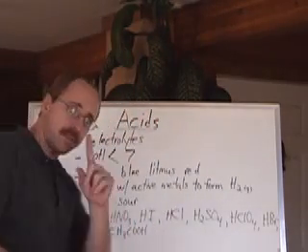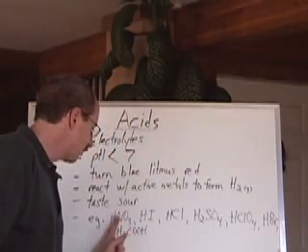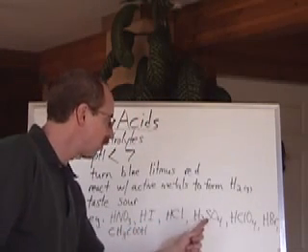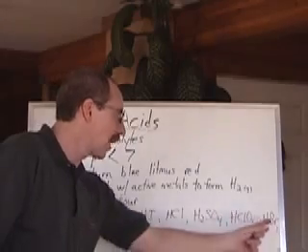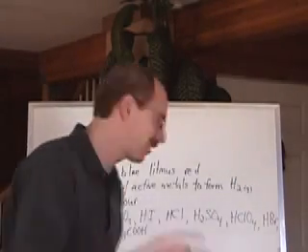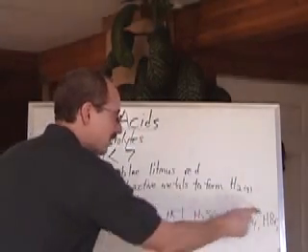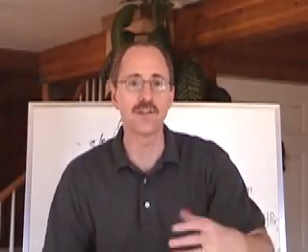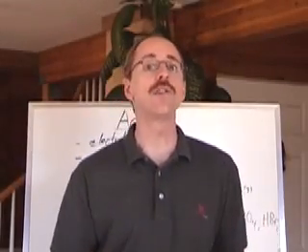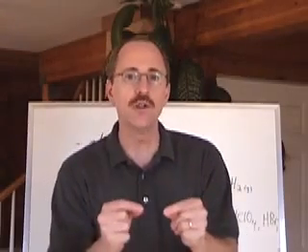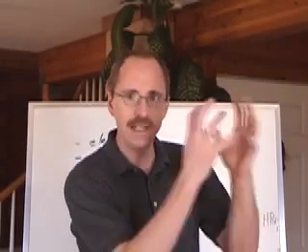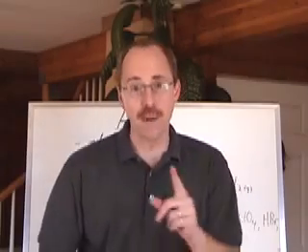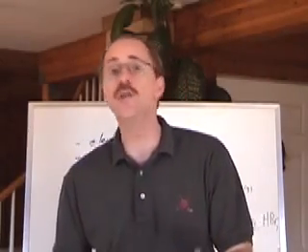Now, here are some examples of acids. There's nitric acid, hydroiodic acid, hydrochloric acid, sulfuric acid, perchloric acid and hydrobromic acid. 6, 1, 2, 3, 4, 5, 6. Strong acids. Strong acids are strong electrolytes. That's why they're called strong. They'll break down in solution 100% and really light up a light bulb. They're highly conductive.